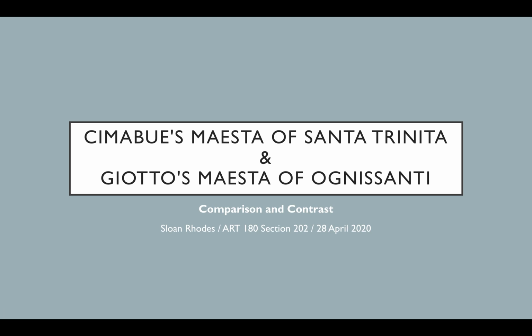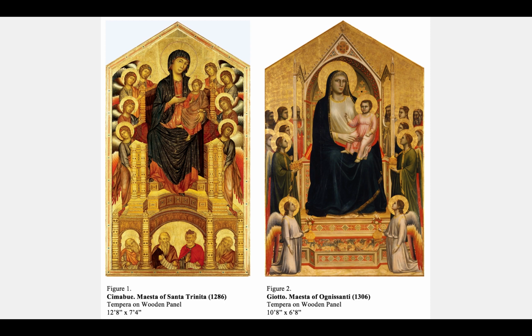Today I will be comparing and contrasting Cimabue's Maesta of Santa Trinita and Giotto's Maesta of Ognissanti. Here are the two pieces, Cimabue's on the left and Giotto's on the right, looking very similar with the same subjects and the same colors used, also the same medium, tempera on wooden panel. Both are significant pieces in the beginning of the Renaissance art period.